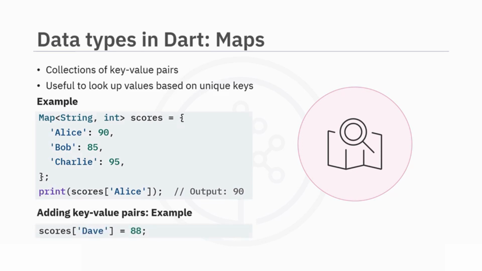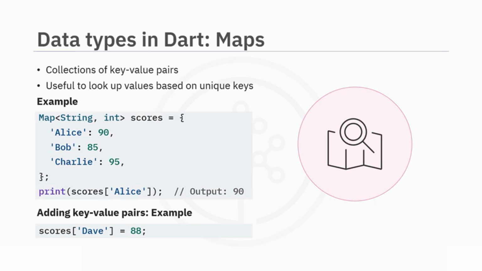Further, you can add new key-value pairs using the square bracket notation if needed. For example, the code snippet displayed will add a new key-value pair, Dave: 88, to the scores map. By understanding how to use maps, you can manage collections of related data efficiently.